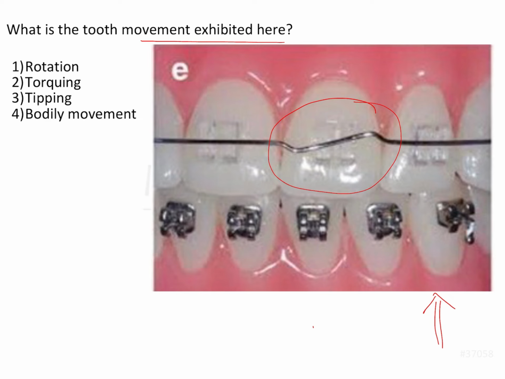Now, the various types of bends that were given in the wire were initially given during the standard edgewise technique, which did not have any bracket prescription. So all the tip and torque values that are seen in the natural dentition had to be incorporated into the wires by giving bends, which were then expressed onto the tooth.